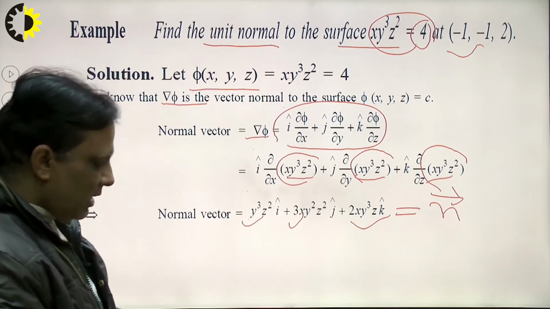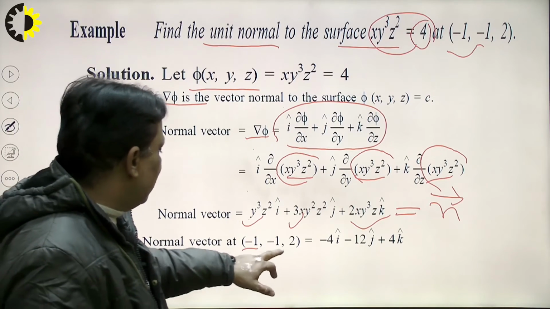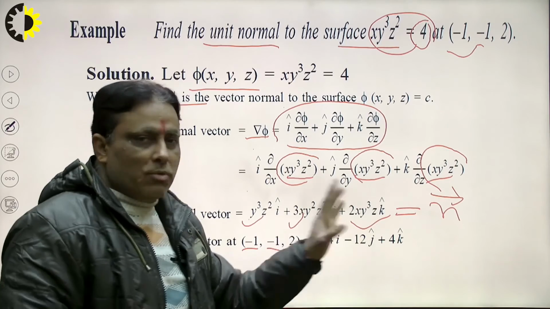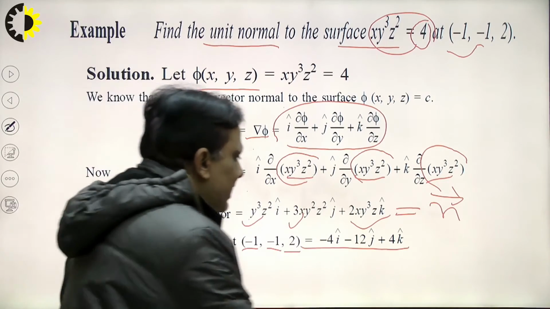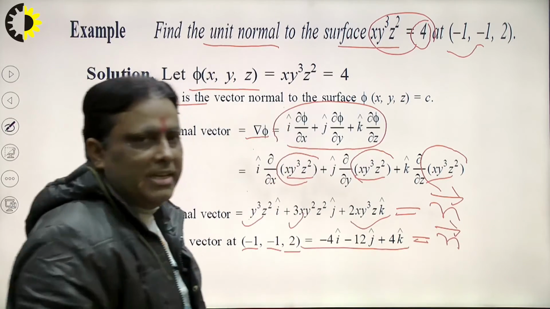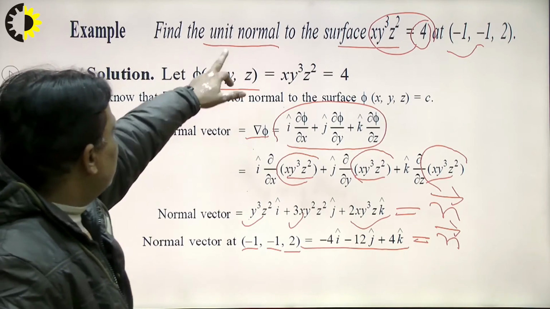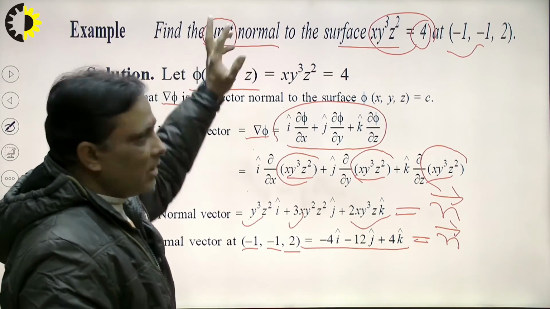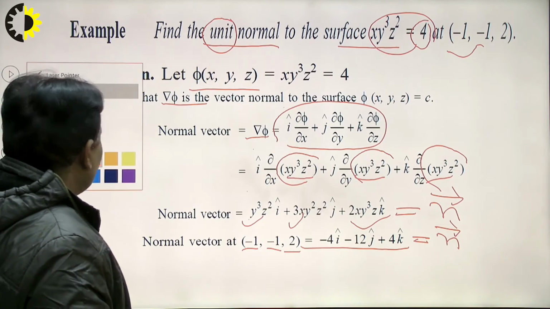So what will be the position of this point, at a particular point, (-1, -1, 2)? I write this point in the place of x, y, z, and this will be the vector n here. So I write here, this is the vector n. Students study about vectors in the 12th level. How to calculate the unit vector of a vector? So we discuss here one by one. What is the role of the unit vector here?